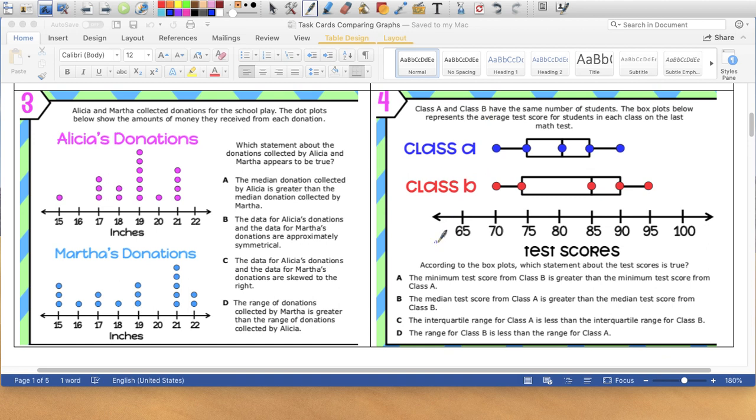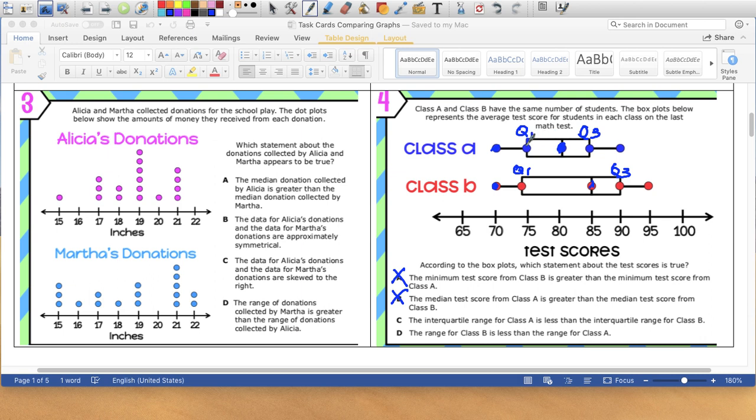4, so here you have a dot plot. The minimum test score from class B, this is the minimum, is greater than the test score from class A. No, they're not. They're the same. The median test score from class A, here's the median, is greater than the median for class B. Is this guy over here bigger than this guy? No. The interquartile range, so this is Q1, this is Q3, this is Q1, this is Q3, of class A is smaller than class B.